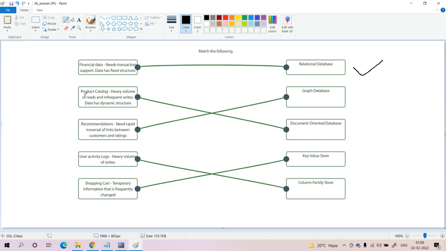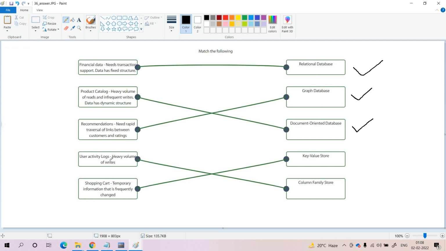And next one is product catalog, heavy volume of reads and infrequent writes. Data has dynamic structure. If the data is in a dynamic structure and you want to perform different types of read and write operations upon a heavy volume of data, it is always better to take it in the format of a document oriented database. Next, recommendations need repeated traversal of links between customers and ratings. For this, it is always preferred to consider a graph database.